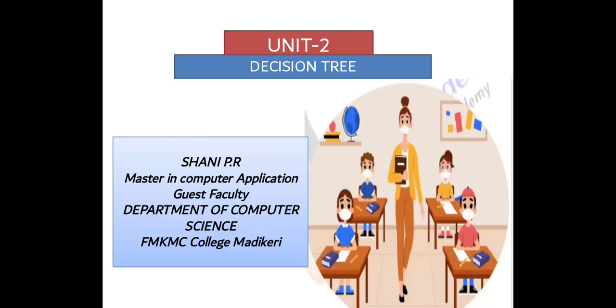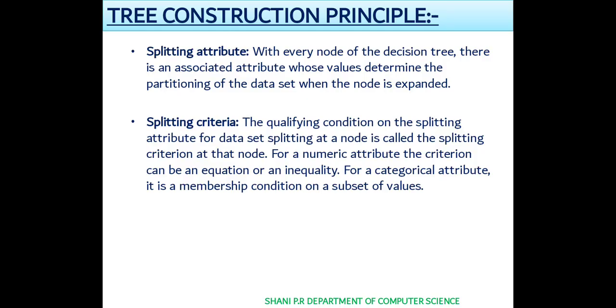Hello students, in the previous class we looked into the introduction of the decision tree and its important features, and you had seen one example, right? So today we can look into some of the definitions of the tree construction principle, Gini cut and the generic algorithm, which is the important section in a decision tree. Okay, so here we can see the splitting attribute.